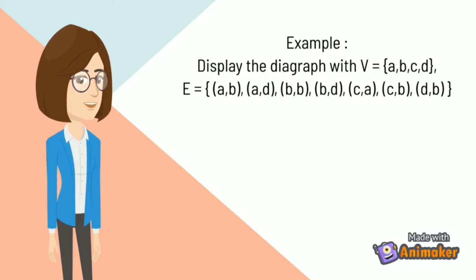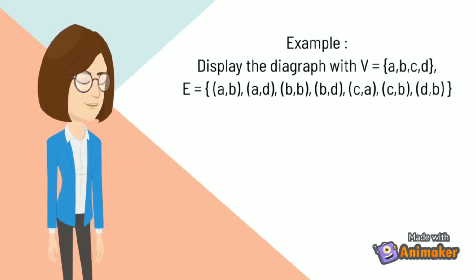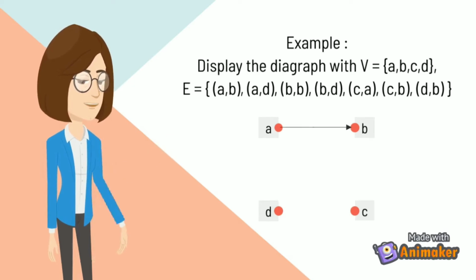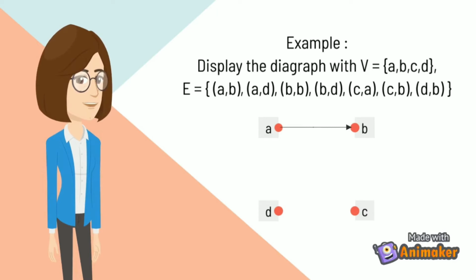We use arrows to display the graphs. Focus on this example. Display the digraph, with V containing elements A, B, C, D, and E, with the following ordered pairs. How to create a digraph based on these two sets? Let me show you a simple way to do it. First off, draw each of the vertices in a correct manner. Then, simply draw the arrows starting from the first ordered pair, that is (A, B), which means A maps to B, and then proceed with the next ordered pairs.